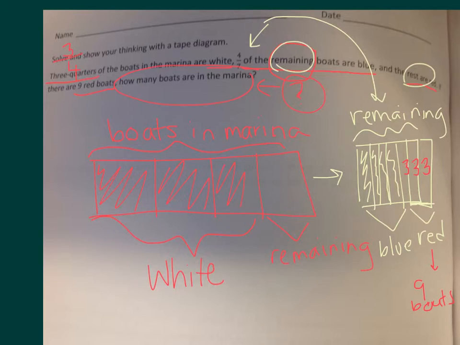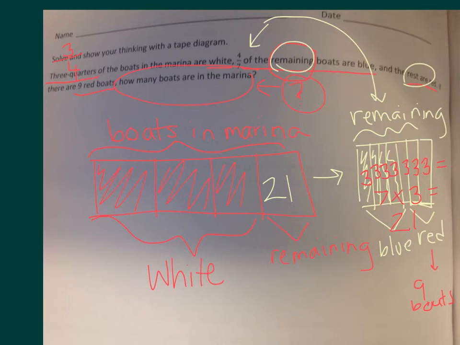Now that I know that each part equals 3, I know that this is 3, and this one's 3, that one's 3, and this one's 3. So now I know that whole piece is 1, 2, 3, 4, 5, 6, 7 3s. So I'm going to give you a minute to try to figure out how much 7 3s is. Did you get it? Yeah, it's 21. So that whole piece of the remaining boats is equal to 21.